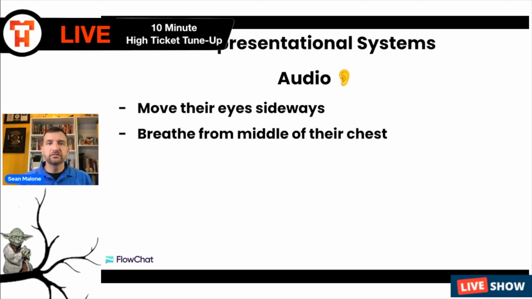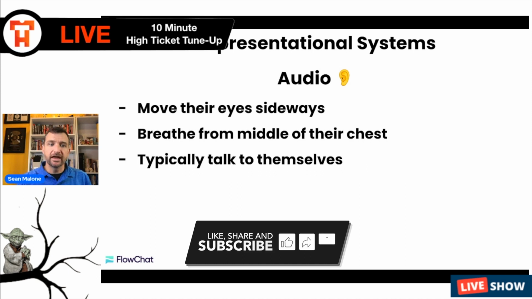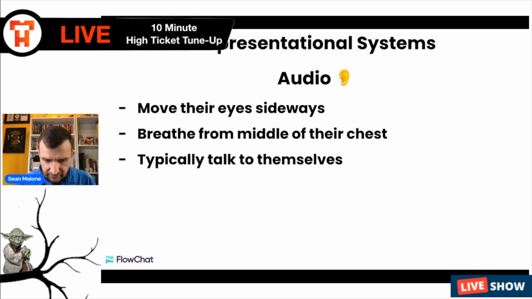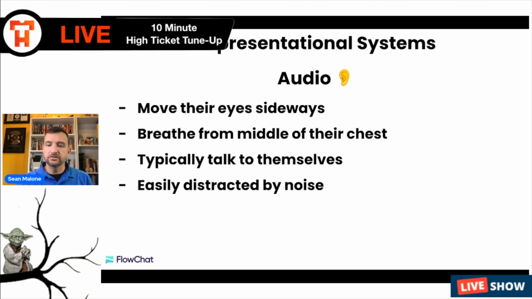They breathe from the middle of their chest. So you won't see the top of their chest puffing. You won't see their belly puffing, but you'll see their whole body kind of moving in and out. So look for that. They typically talk to themselves. So you'll make a point in a sales conversation and they'll stop and speak to themselves. When you see somebody doing that, again, a clue, their audio. If you see that, you want to use the cues that audios are going to listen to.